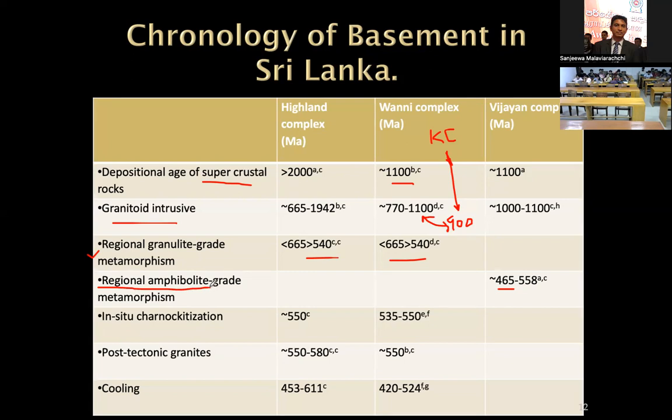But it doesn't mean that there are no granulite facies rocks, but there are some limited granulite facies rocks in the Vijayan complex also, like in the Potuville area, Charnockites. You have Charnockites in the Potuville region.